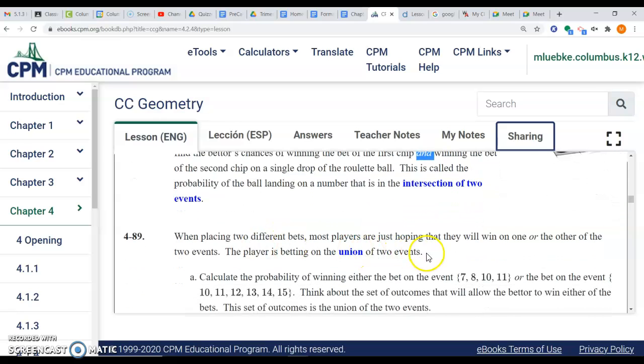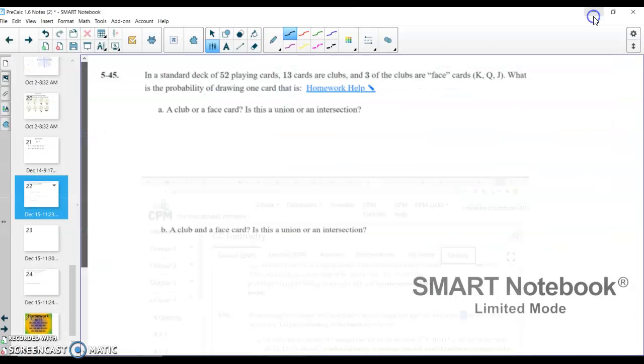Now, the other part of this lesson talked about the union. And anytime you see the word or, that is going to be a union because that is one event happening or the other event happening, meaning you could get a card in the first event or a card in the second event. And that's going to be this idea of a union or combining the sets. So in this problem, what I'm going to do is draw out the sets so I can see where I have this overlapping and where I have the separation and how I can combine the two.